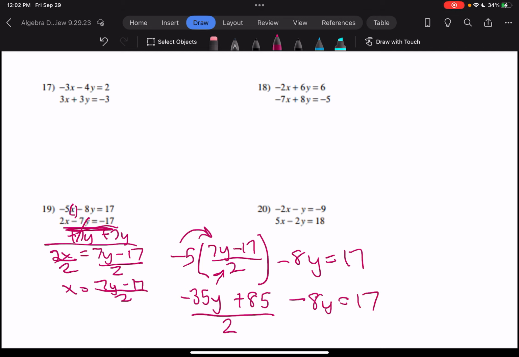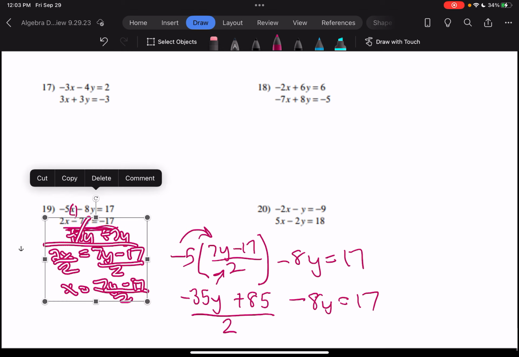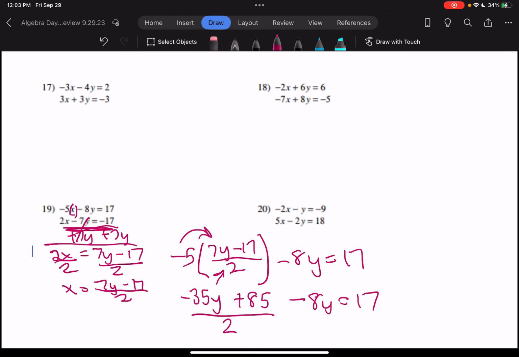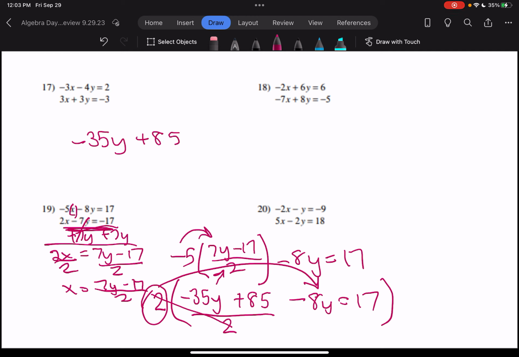Okay, so now here, before moving on, what I said to myself was, this is really messy and I don't really like that fraction in the bottom. And so if we want to get rid of a fraction in the bottom, we can divide by that, which means multiplying by the reciprocal. So what I did to get rid of that 2 is multiply the entire thing by 2. Because what happens here is 2 divided by 2 is 1, so that will cancel out in here. But then I also have to multiply it through the rest of it. So I rewrote it as negative 35y plus 85 minus 16y equals 17.